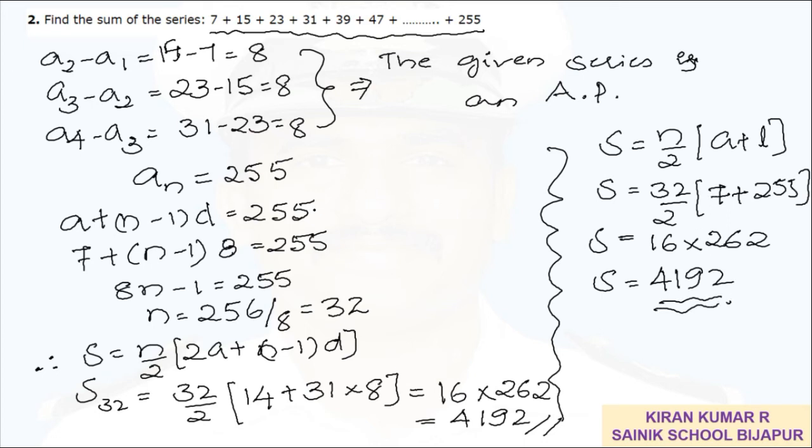Whether you use this formula or this formula, the result will be the same, but you need to find the number of terms. Unless the number of terms is found, you cannot substitute here. So the number of terms has to be found before simplifying, and the result obtained in both cases will remain the same. Understood?